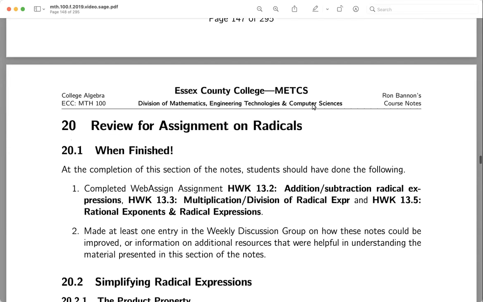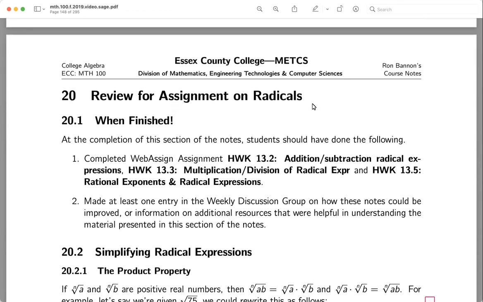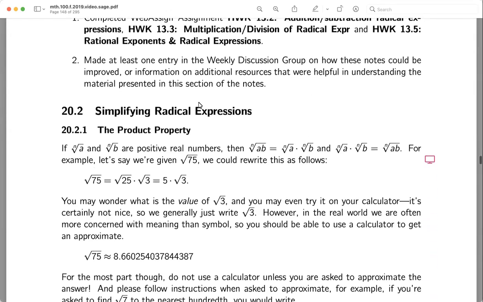Okay, we're in section 20 of the notes. This is going to be the assignment on radicals. So the problem with this is that we're going to go through some rules and some conventions that we have, and the big problem there is that it's a lot of detail. I do want to emphasize, though, the detail may be incredibly dry for students.